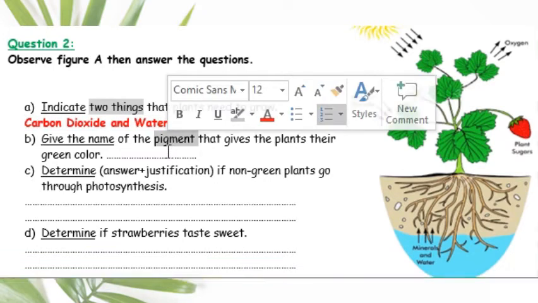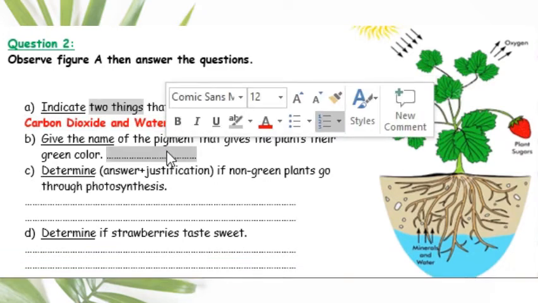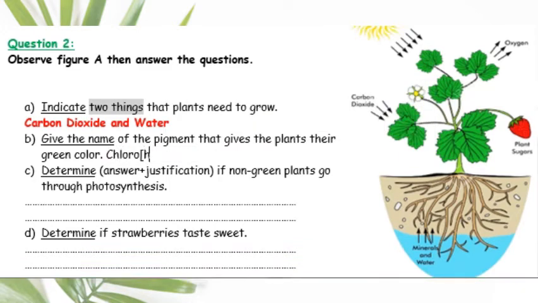Give the name of the pigment that gives the plant their green color. The leaves of plants contain a substance that gives them their green color and that catches sunlight energy, and this pigment is called chlorophyll. Wait, I will color it in green.